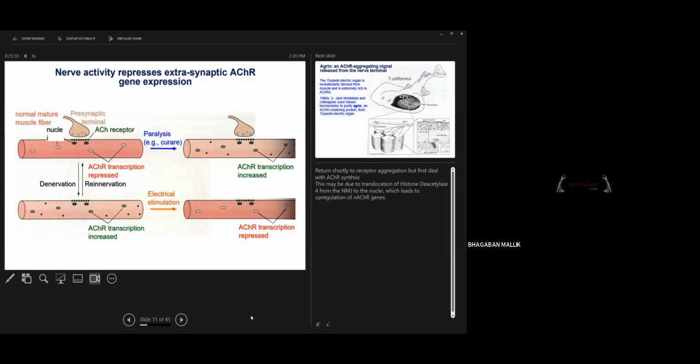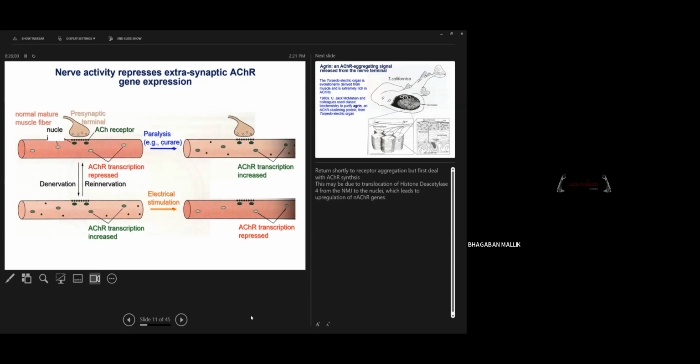Also, it has been shown that nerve activity can regulate expression of the postsynaptic acetylcholine receptor. This is what is shown here. This is the presynaptic terminal, the presynaptic nerve, and this is the postsynaptic cell. So you have this clustering of the acetylcholine receptor. These nuclei are very active, and they produce the postsynaptic receptor. These are actively repressed. They are not that active to produce this receptor, because they do not get signals to produce extra acetylcholine receptor.